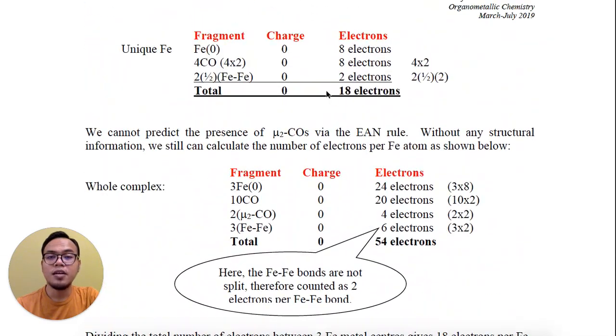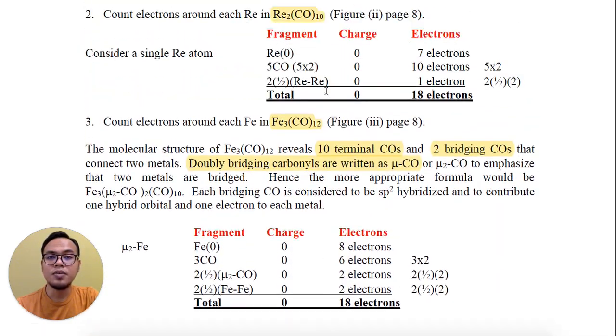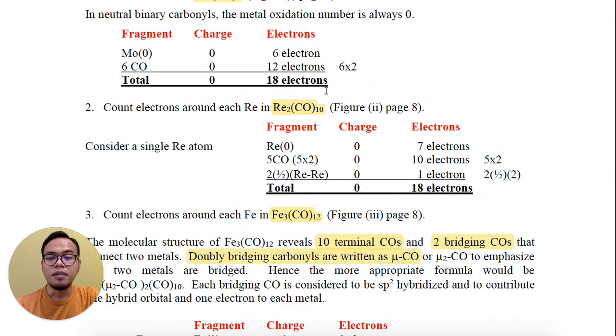So let us see how we calculate or count the effective atomic number. So first, for the metal, easy, it is 7 electrons because it comes from column 7, and we have 5 CO. We don't count 10 CO because it is symmetrical. So 5 CO, 1 CO carries 2 electrons. So times 5, you're going to get 10 electrons.